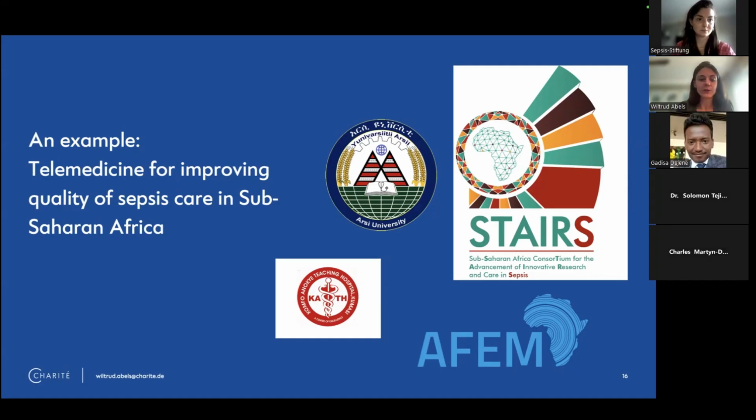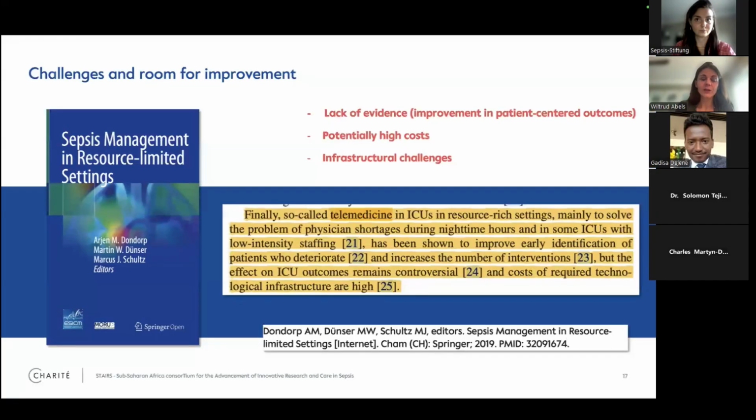And we are very happy to say that we have great support and an ongoing collaboration with the African Federation of Emergency Medicine in this approach. So again, going back to planning, going back to steps 1, 2, 3, 4 in the implementation guide, we did our homework, and we specifically thought about sepsis management in resource-limited settings.